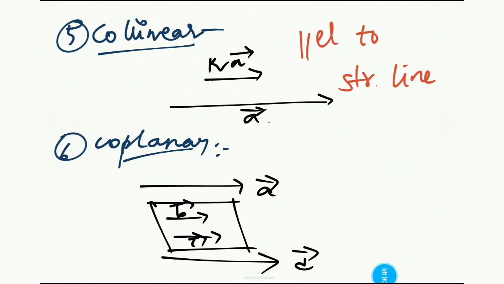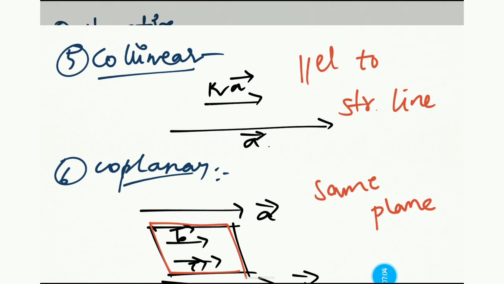Now coplanar vectors, simply same plane. If the vectors are lying on the same plane, then they are called coplanar vectors. See here, you can see these B and C vectors, they are lying on the same plane. This is the plane and they are lying in the same plane.